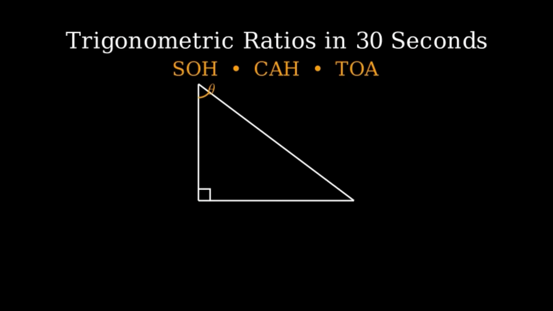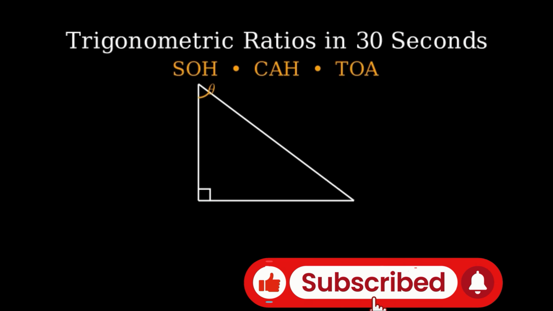In 30 seconds, let's master the 3 trigonometric ratios. Pick a reference angle theta. Name the sides, then use CAH TOA.